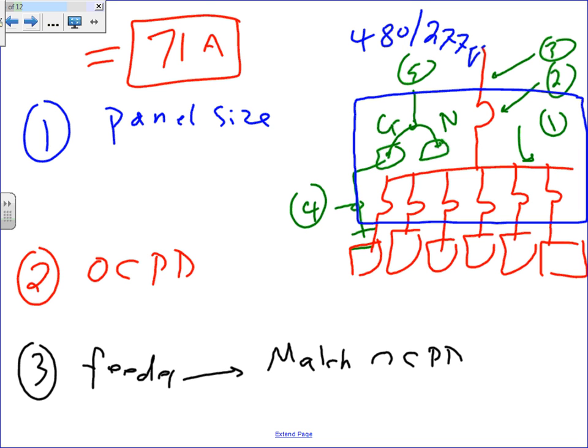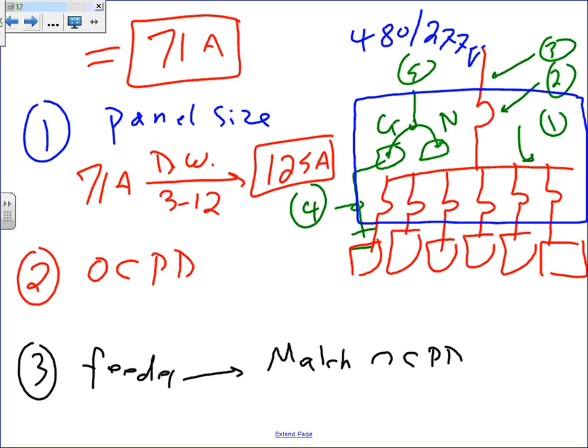Now we're going to go size the panel, exactly what we did for the rest of them, guys. Piece of cake. You take the 71 amp, take it to D wall 3-12, and what's the minimum size? 125 amp, 3-phase, right? Everybody look at the 3-phase panel in D wall, right? 125.